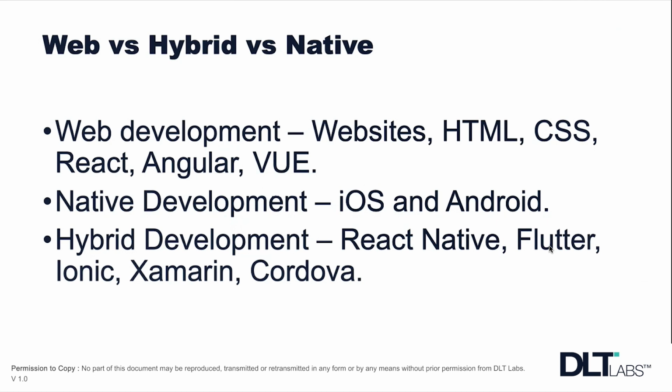So when we talk about native development, it's about developing mobile apps for Android and iOS. If you are writing native code, you need two code bases: one for iOS written in Swift or Objective-C, and another for Android, which will be written using Java or Kotlin.